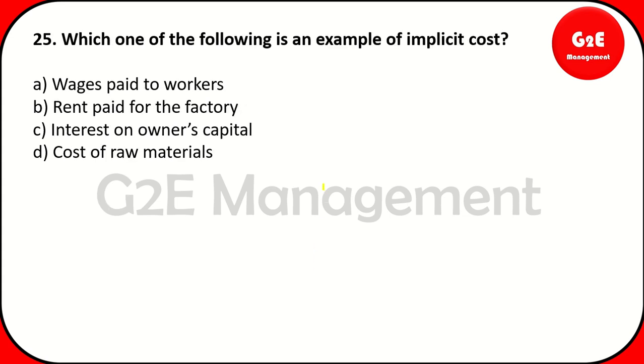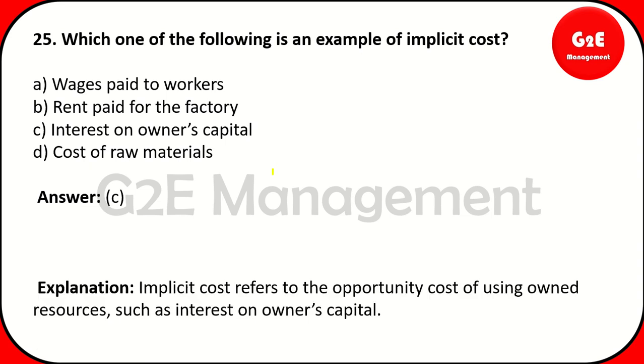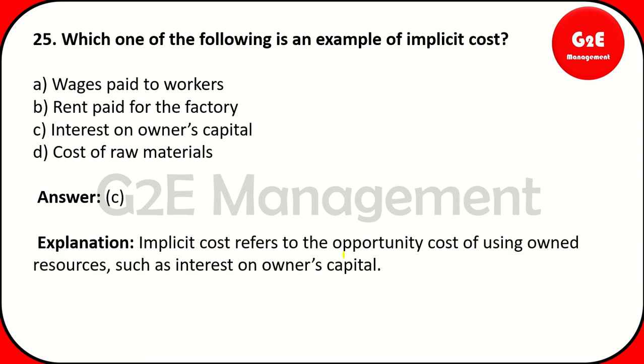And the last question, which of the following is an example of implicit cost? Wages paid to workers, rent paid to factory, interest on owner's capital, cost of raw material. So the implicit cost is interest on owner's capital. So what does it mean for implicit cost? That is the opportunity cost of using own resources. So implicit cost in a sense is a cost for using our own resources, such as interest on owner's capital. That you need to keep in mind.